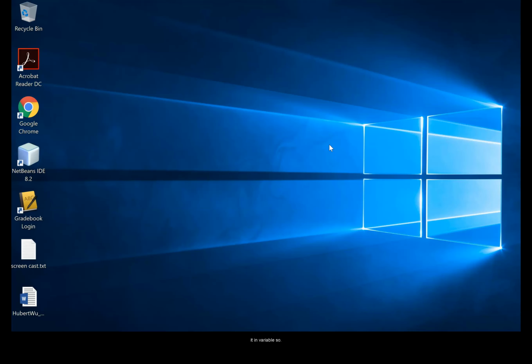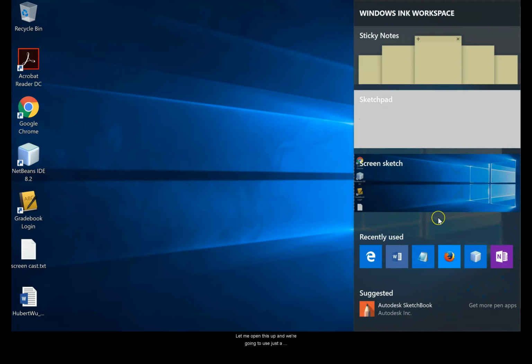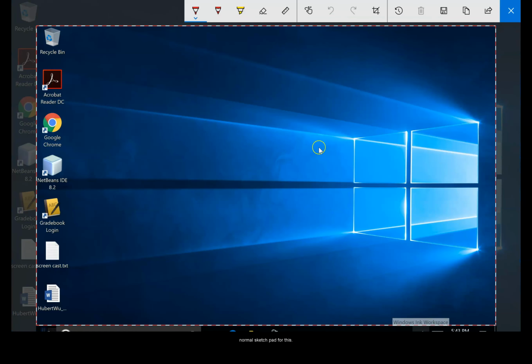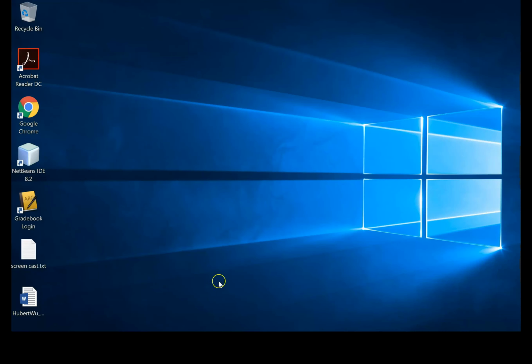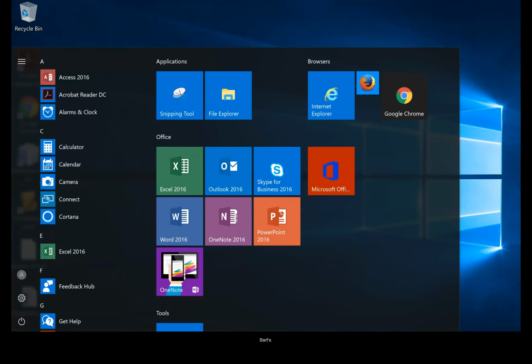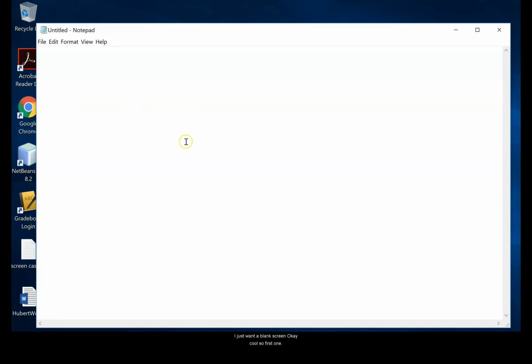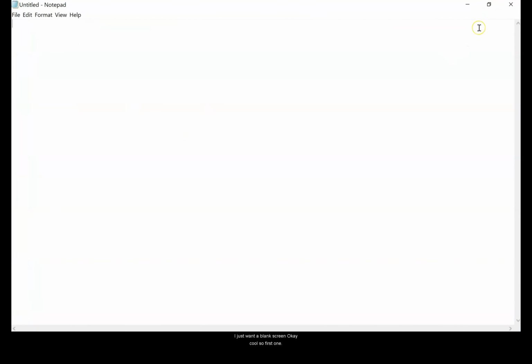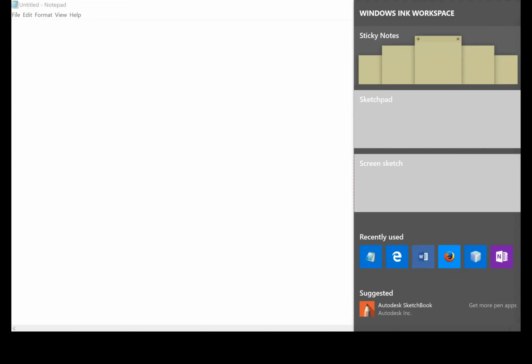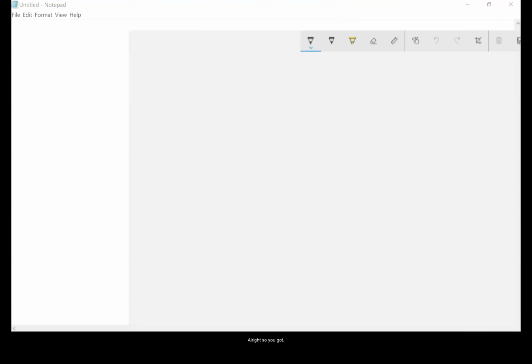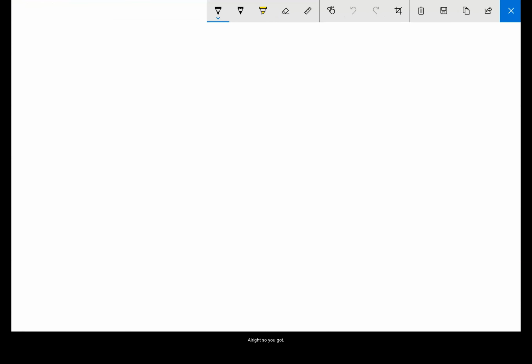So let me open this up, and we're going to use just a normal sketch pad for this. No, I guess we're not. Do this. Start. Notepad. I just want a blank screen. Okay, cool. So, first one. Sketchpad.